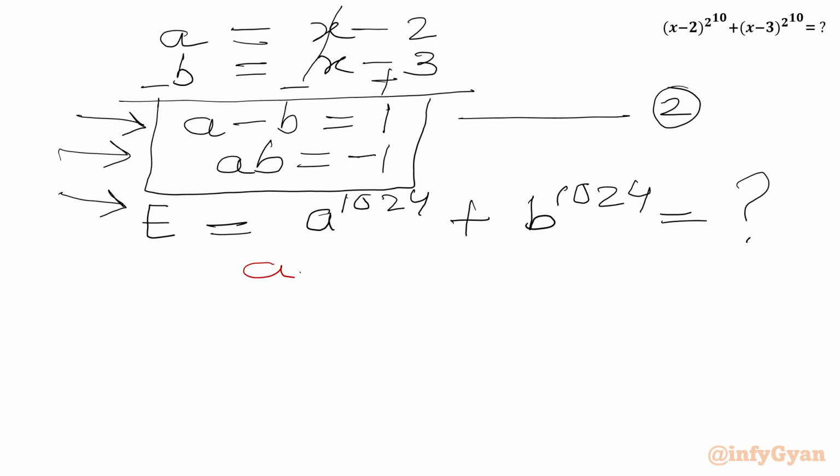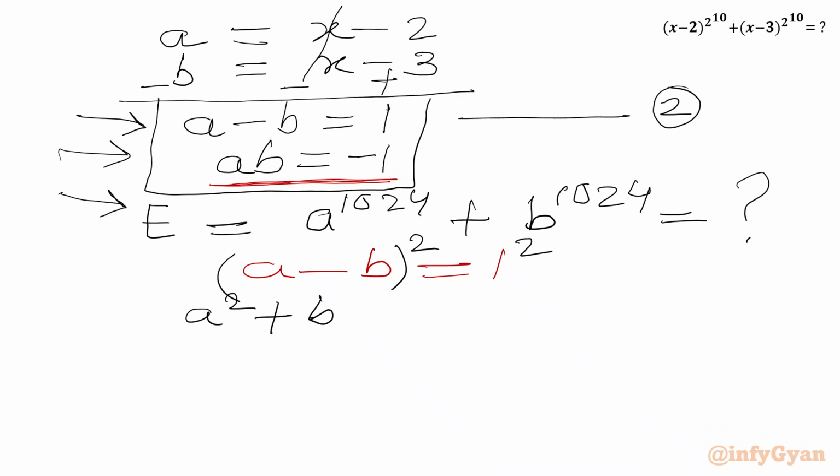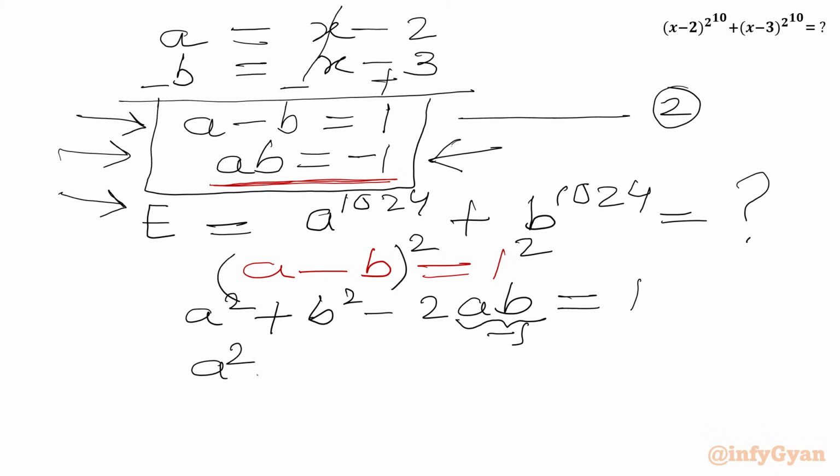So I will begin with equation number 2. So I will write here A − B = 1. A times B is −1. We will utilize this equation once we square both sides. So I am putting power 2 to both sides. Now we will apply the (A − B)² formula and we can write A² + B² − 2AB = 1. Now AB is −1. So we will write A² + B² − 2 times (−1) = 1.